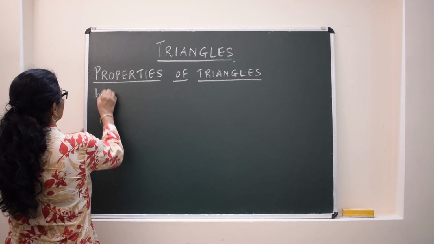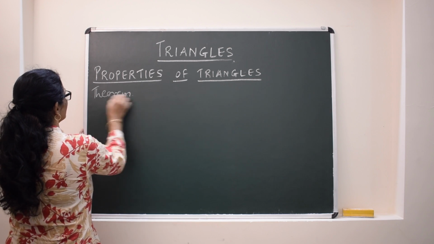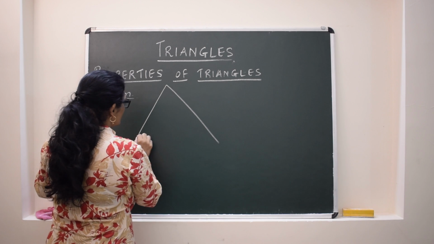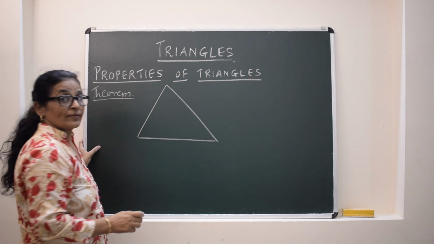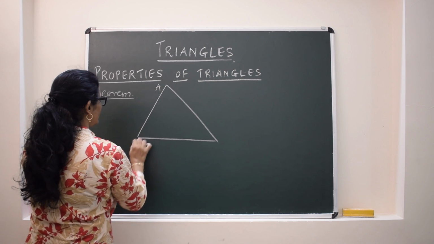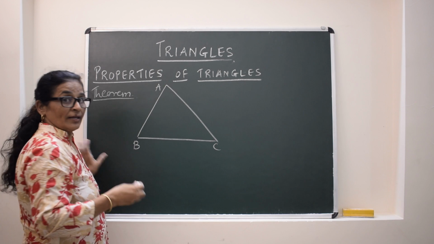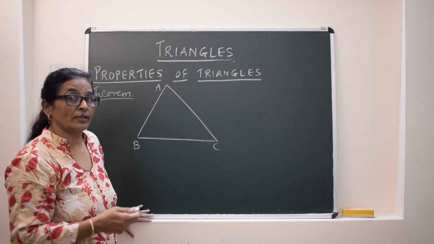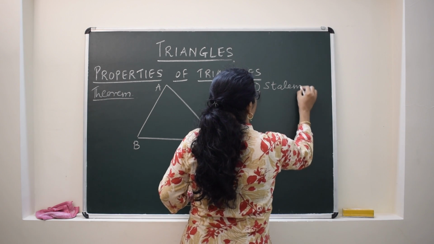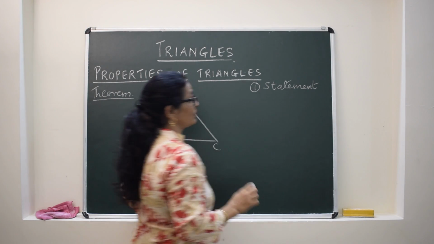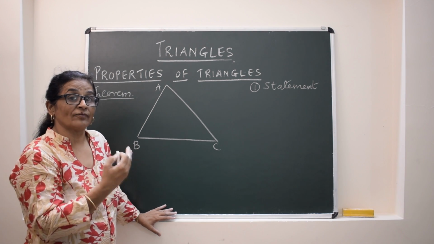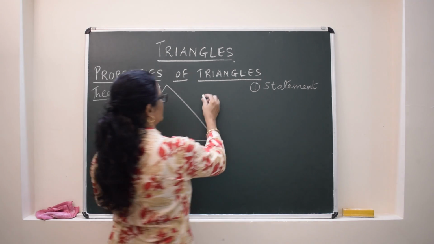It is a theorem which says that the angles opposite to the equal sides of a triangle are equal. It means an isosceles triangle is given. When we have to prove a theorem, the most important thing is first its statement. So, the statement of this theorem says the angles opposite to equal sides of a triangle are equal.